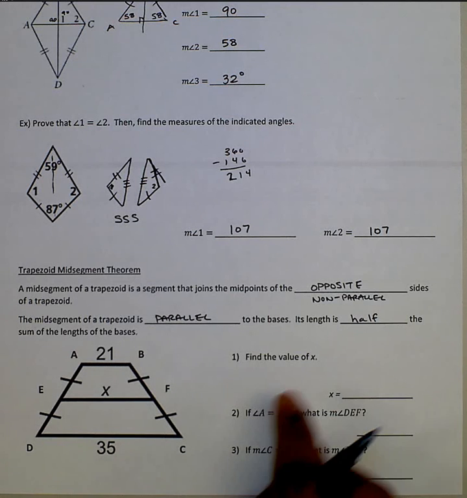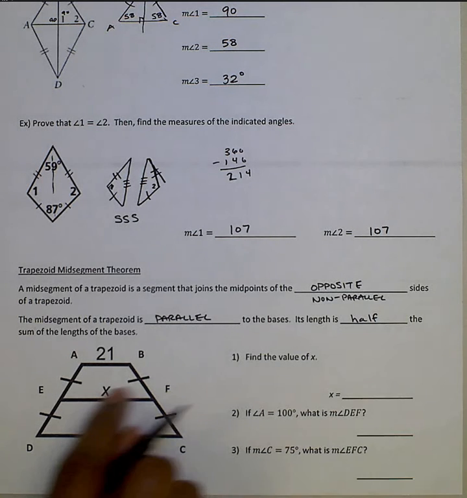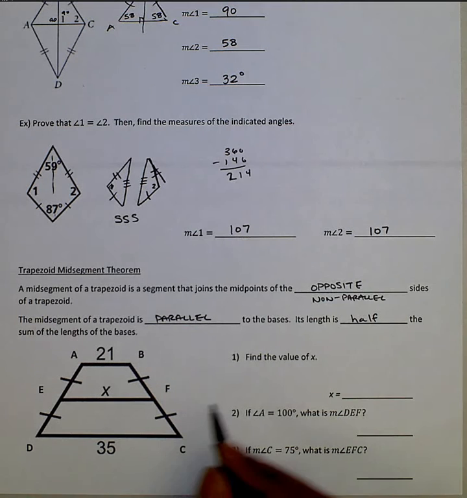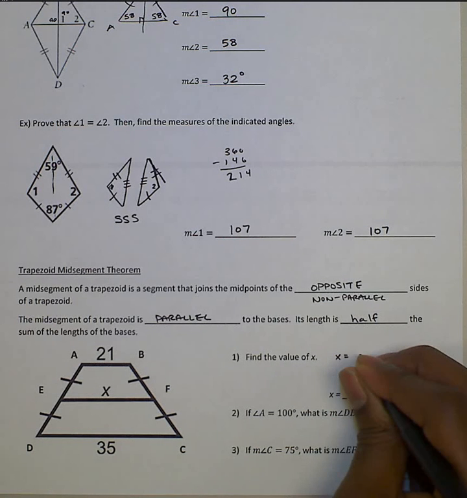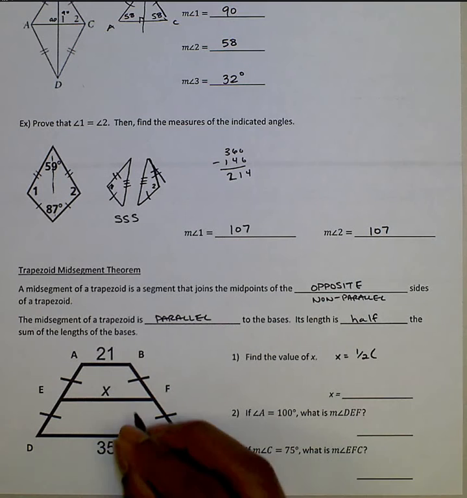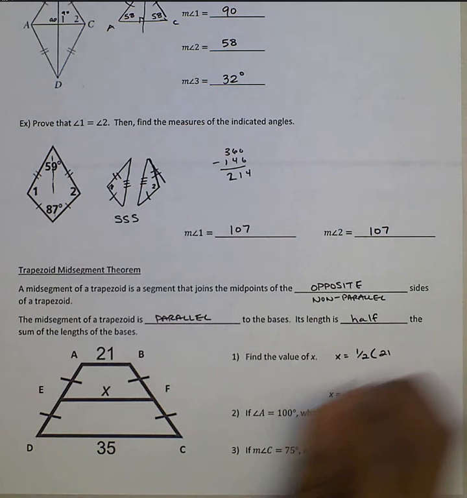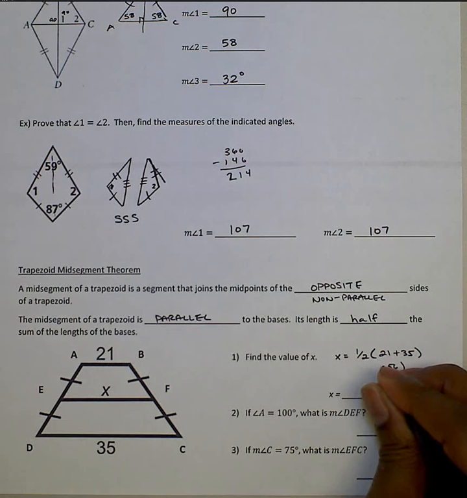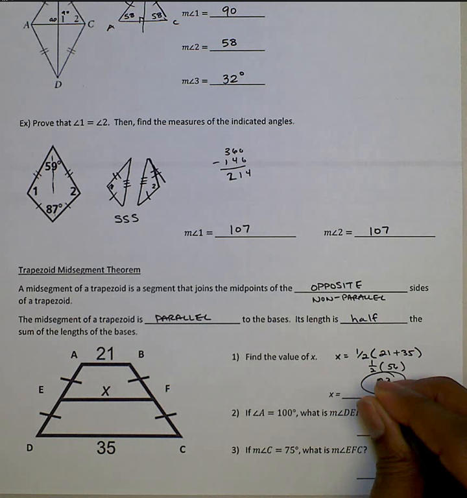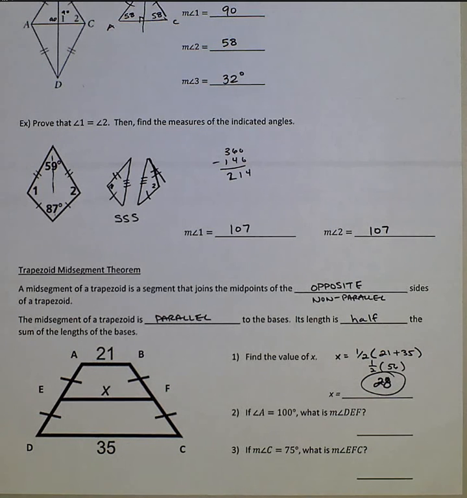So this is how we find that. In order to find the value of x, it's the midsegment. Okay, we can tell because these are congruent. So x will equal half the sum of its bases. One base is 21, the other base is 35. So those together give us 56. Half of 56 is 28. So x is 28.